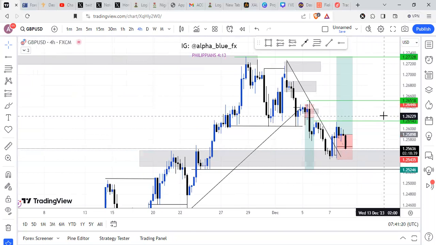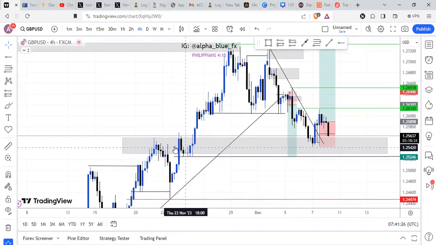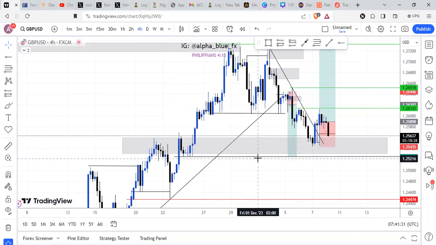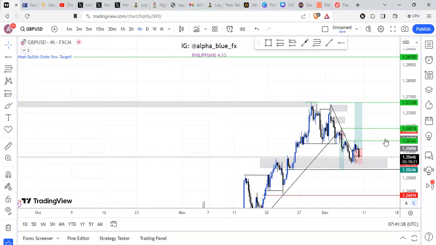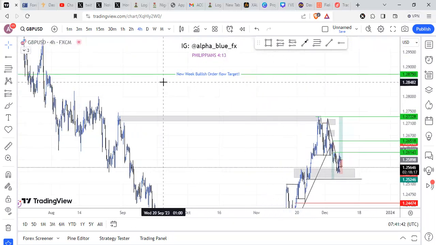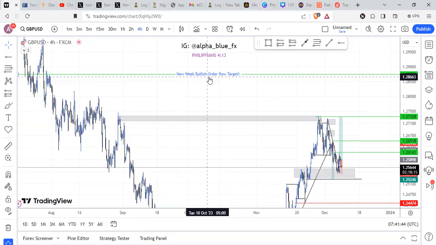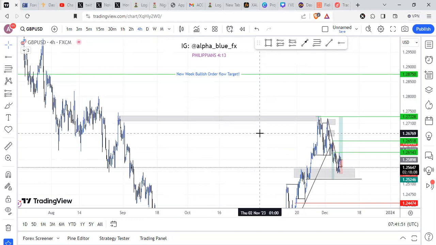So one of the ideas was that when I saw price coming to this area and push up, right? Came into this area of support and pushed up like this, I was just immediately bullish on GU. Even though from the start of the week, I was bullish on GU and EU. In fact, you can see that this was my target for the end of this week. New week, bullish order flow target. So I was already bullish. My bias was already bullish from the start of the week.